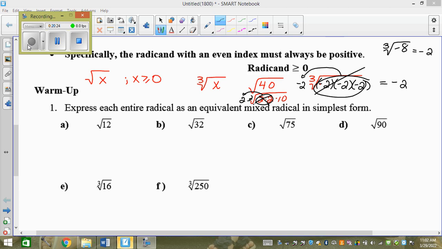Root 12, it reduces to what perfect square? 4 and 3. The 4 comes out and it's a 2. So we're left with 2 root 3. 32, what biggest perfect square does it break into?